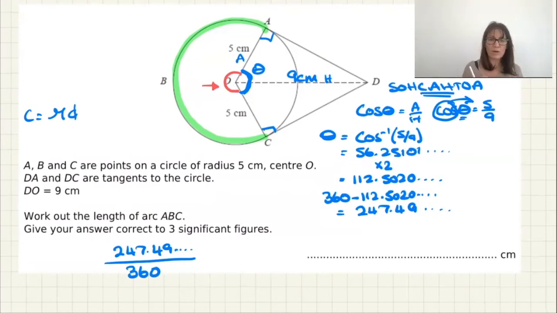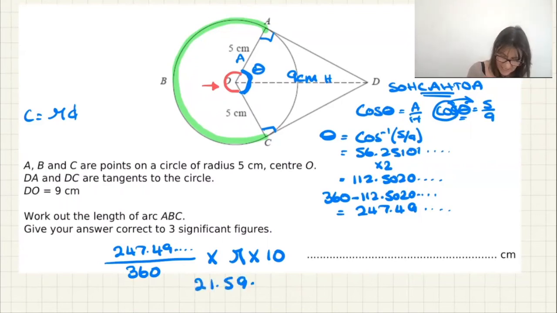I want 247.49 degrees out of the 360 degrees. So that's what that fraction is doing. If I times that to my pi d, so pi times, and the diameter is 10. The radius is 5, so my diameter is 10. When I throw that into my calculator, I get 21.5982, on it goes, to give me a final answer of 21.6 centimeters.